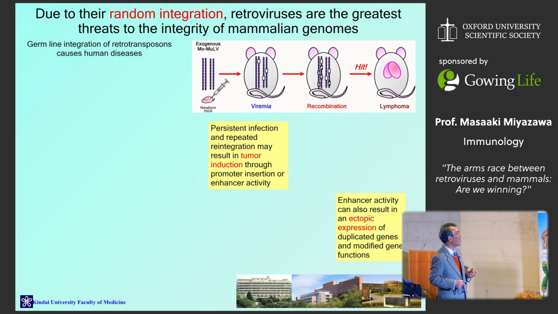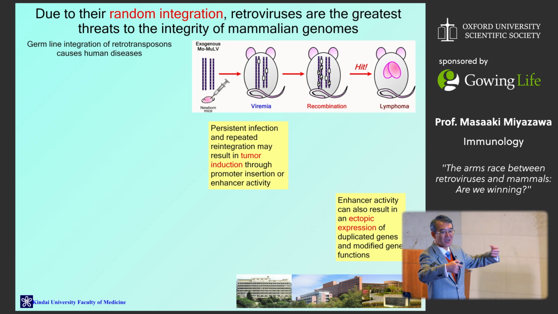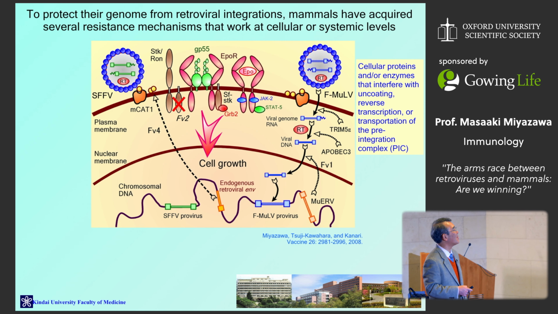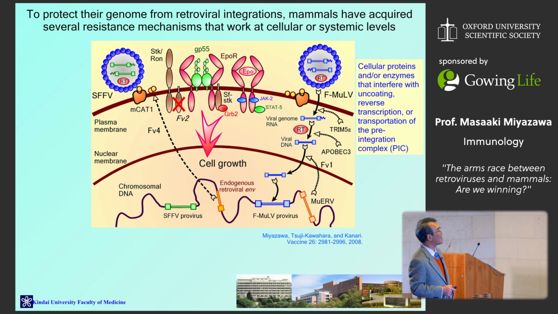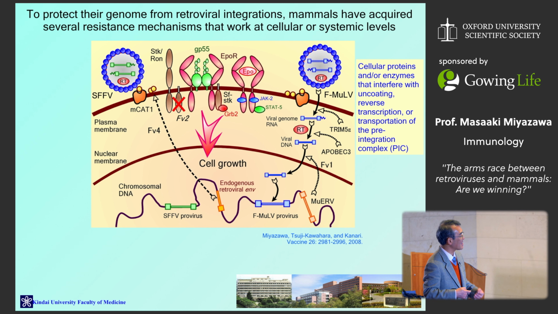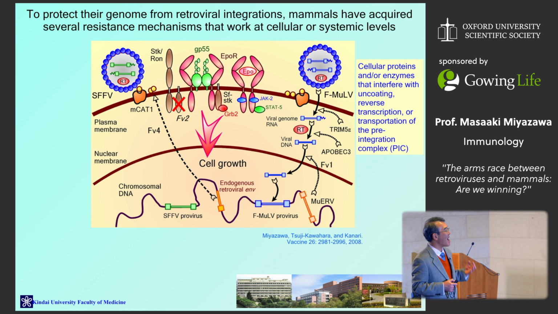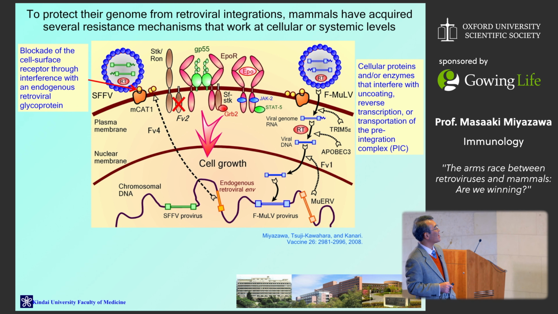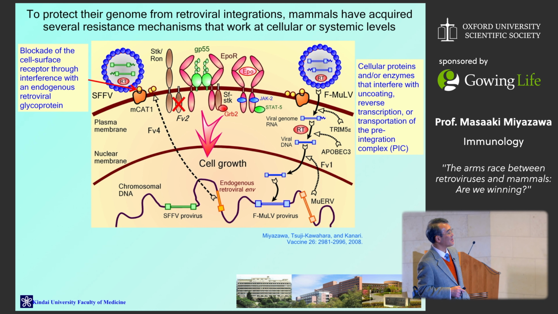So this is an example of how retroviruses can change our genetic information and the expression of genes throughout our body. To protect the integrity of our genome from repeated retroviral attack, of course, we have acquired ways to resist retroviruses. One example is the Fv4 gene. I'm talking about mouse studies of retroviral restriction factors.